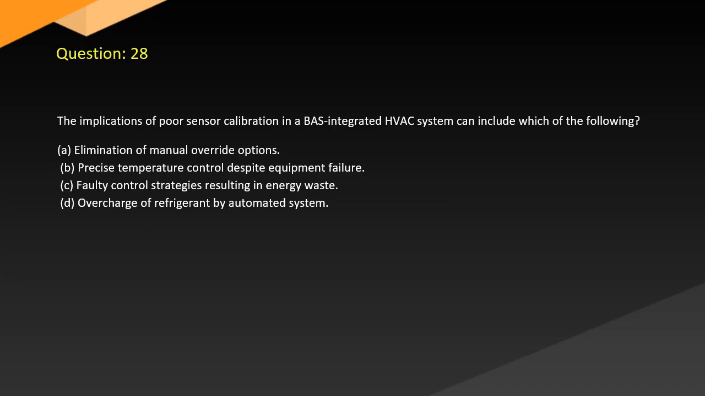Question 28. The implications of poor sensor calibration in a BAS-integrated HVAC system can include which of the following? A. Elimination of manual override options. B. Precise temperature control despite equipment failure. C. Faulty control strategies resulting in energy waste. D. Overcharge of refrigerant by automated system.